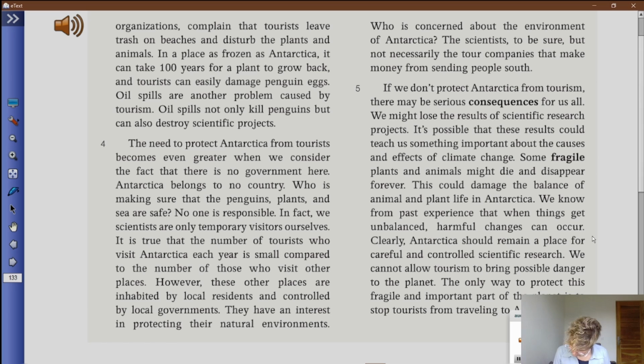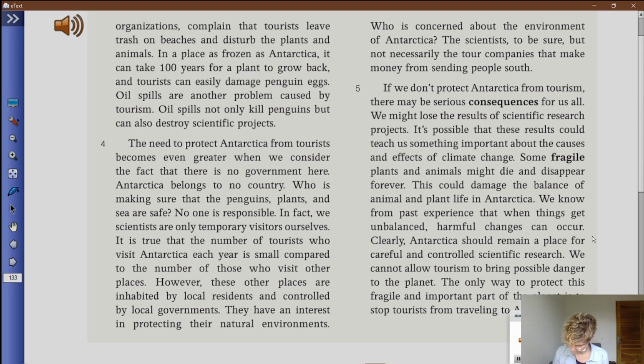If we don't protect Antarctica from tourism, there may be serious consequences for us all. We might lose the results of scientific research projects. It's possible that these results could teach us something important about the causes and effects of climate change. Some fragile plants and animals might die and disappear forever. This could damage the balance of animal and plant life in Antarctica. We know from past experience that when things get unbalanced, harmful changes can occur.